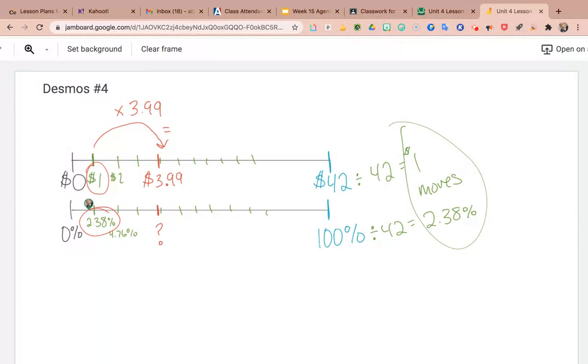And so whatever I do to the top, I do to the bottom. So I'm going to match them. So that means 2.38 times $3.99 is going to give me my mystery amount, my percent.